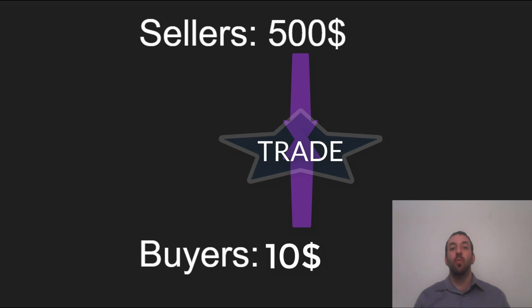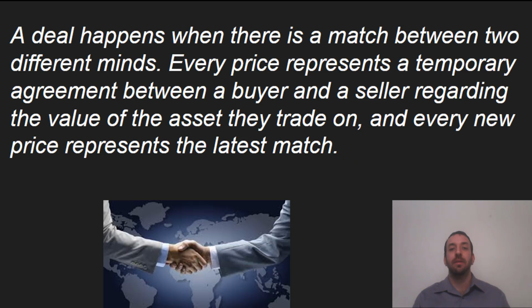A trade occurs when one of the market participants is more eager to execute a deal, when an excited buyer wants to get into the market and is willing to pay a little bit more, or a seller who feels pressure to sell now, even if at a lower cost. So the deal happens when there is a match between two different minds. Every price represents a temporary agreement between a buyer and a seller regarding the value of the asset they trade on. And every new price represents the latest match.